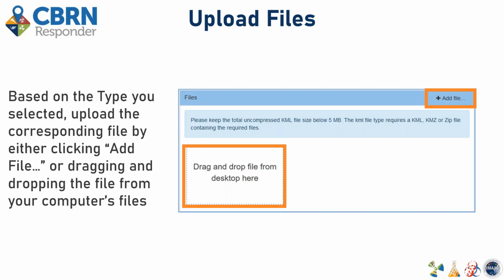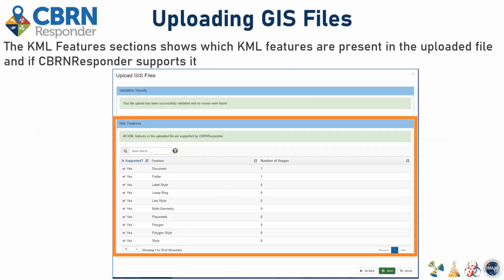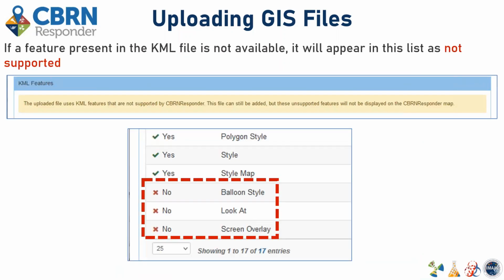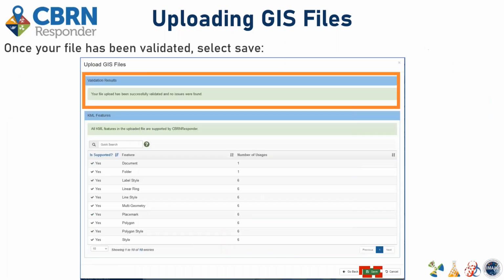Based on the type you selected, upload the corresponding file by either clicking Add File or dragging and dropping the file from your computer's files. Click Validate to upload the file. The KML Features section shows which KML features are present in the uploaded file and if CBRNResponder supports them or not. If a feature present in the KML file is not available, it will appear in this list as not supported. Once your file has been validated, select Save.